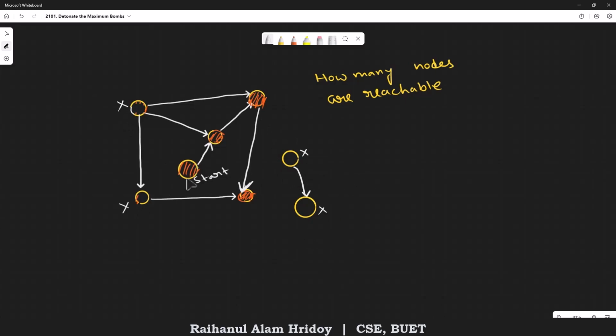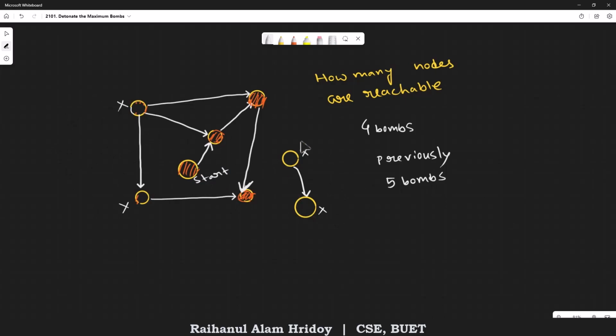So what if we start from here? We see that we can detonate 1, 2, 3, 4 bombs. But previously, when we started from the other node, we could detonate 2, 3, 4, 5, so we could have detonated 5 bombs. So our answer, our maximum, would be 5, because this is the maximum we can get. So this is how our approach will work.